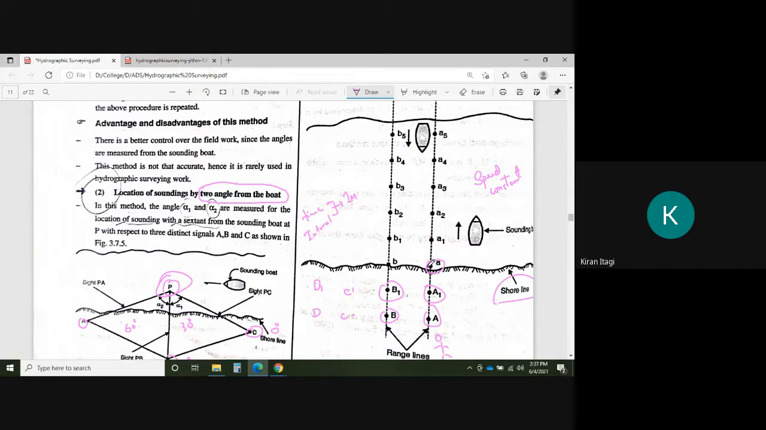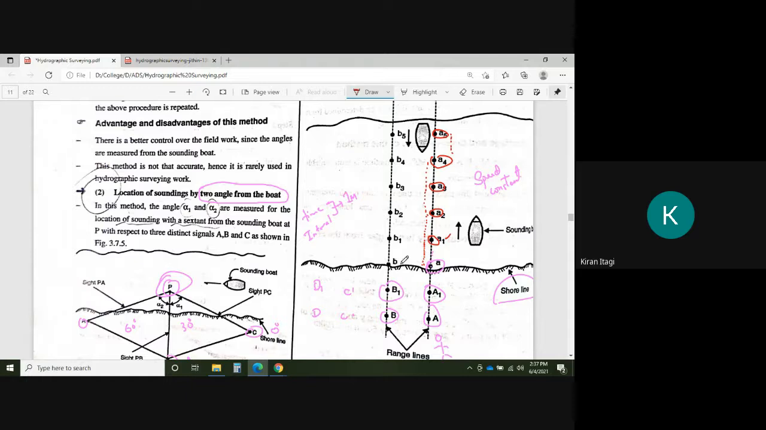So my boat is moving at a constant speed. At 1 minute I will stop my boat, or if I have an automatic machine, I will suddenly take the sounding at this point. Again I will start moving, and again at 1 minute I will take another sounding. Moving, sounding. This is how ranging and time interval works.